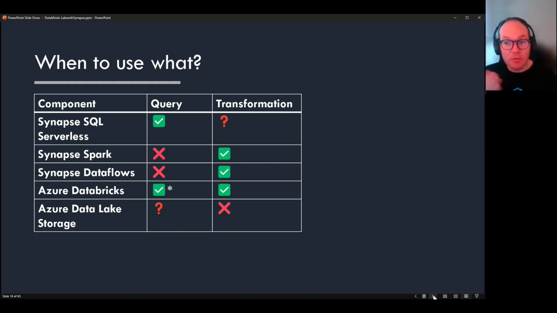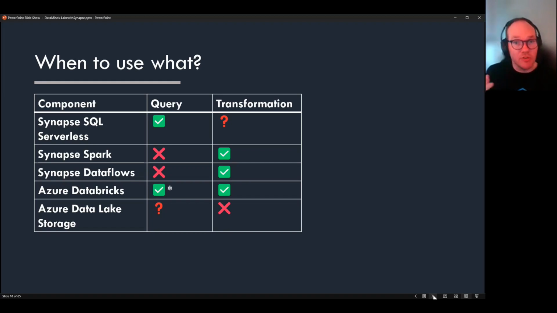One of the big differences I would say between Azure Databricks and Synapse Spark is that Synapse Spark isn't built as a query engine. It's built as a transformation engine. You might query the files in the data lake, but you're then bringing it into a data frame or something, undertaking transformations, and then writing those out to somewhere.